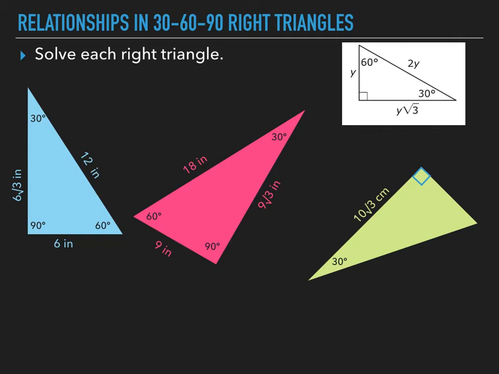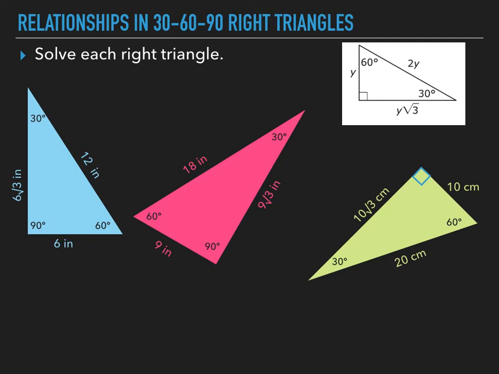Okay, so now we'll go on to our last example here, which is in green. We see that we have a 90-degree angle shown by the little square. We have a 30-degree angle, so the missing angle must be 60 degrees. Therefore, we were given the long side length. To go from there to find the short side length, I want to divide by the square root of 3. Therefore, the short side length must be 10 centimeters. And now you know how to find the hypotenuse. You double the 10 centimeters and you get 20 centimeters. So that's a little summary of how we handle solving special right triangles.